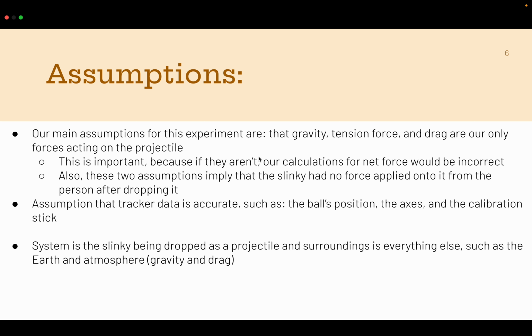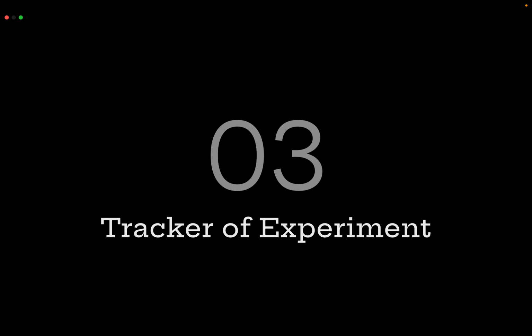Assumptions. Our main assumptions for this experiment are that gravity, tension force, and drag are the only forces acting upon the projectile. This is important because if they aren't our only forces, our calculation for our net force would be incorrect. This also assumes that the slinky has no force applied to it when the person drops it, i.e. there's no initial velocity, so the initial velocity is 0. Another assumption is that our tracker data is accurate. The system is the slinky being dropped, and the surroundings is everything else, like the earth and the atmosphere.